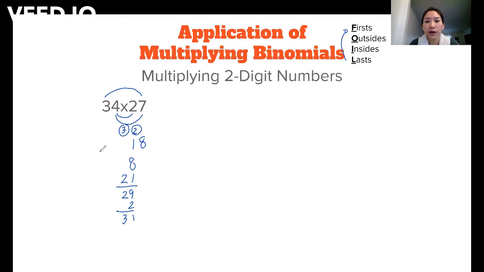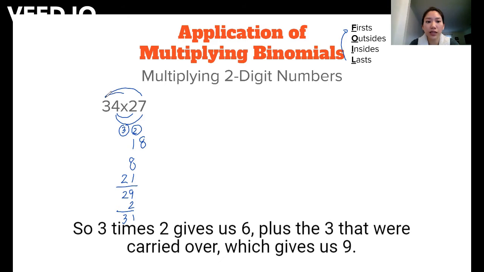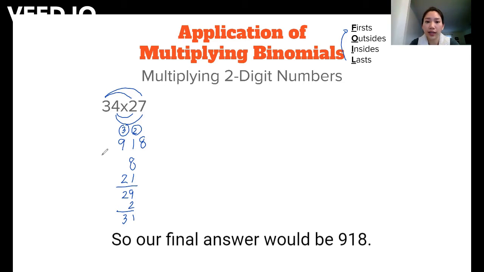And the hundreds really come from multiplying the firsts together. So 3 times 2 gives us 6, plus the 3 that were carried over, which gives us 9. So our final answer would be 918.